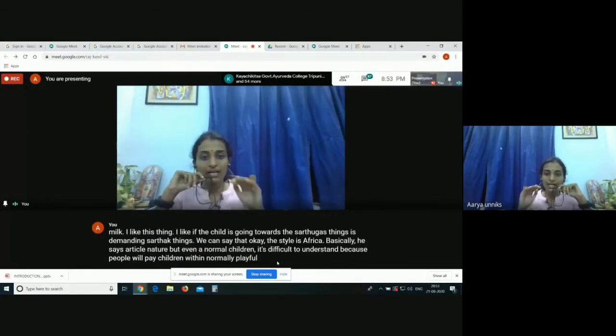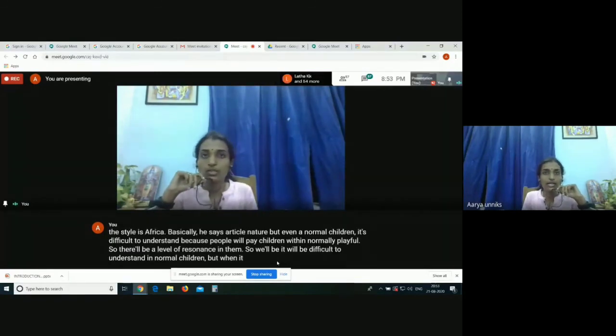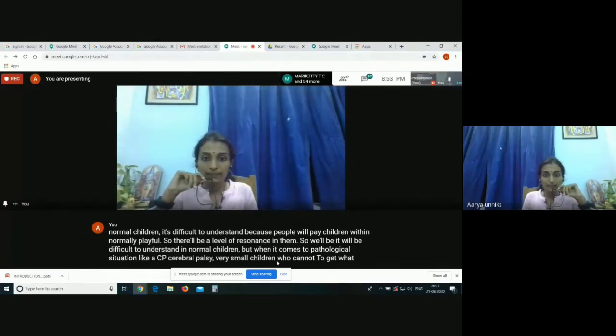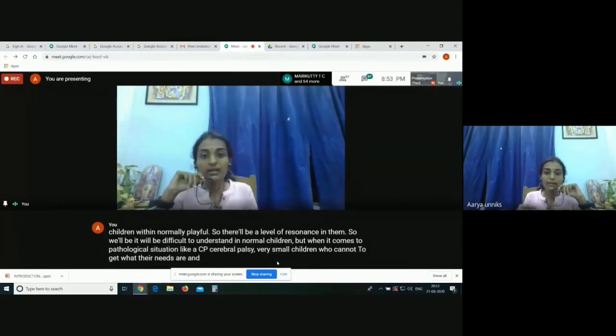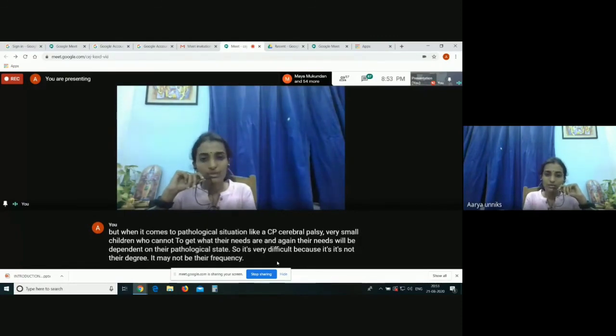So there will be a level of rajas in them. It will be difficult to understand in normal children. But when it comes to a pathological situation like CP, cerebral palsy, very small children cannot communicate what their needs are. And again, their needs will be dependent on their pathological state. So it's very difficult, because it may not be their prakriti. So it's very difficult to say that.